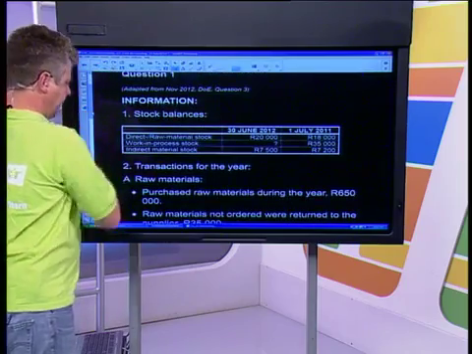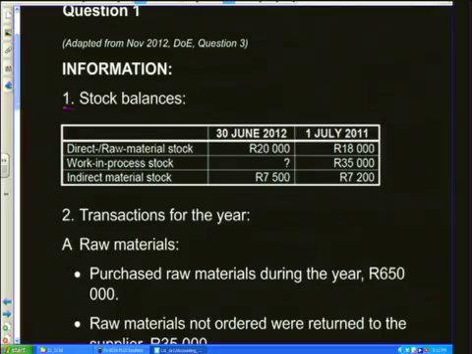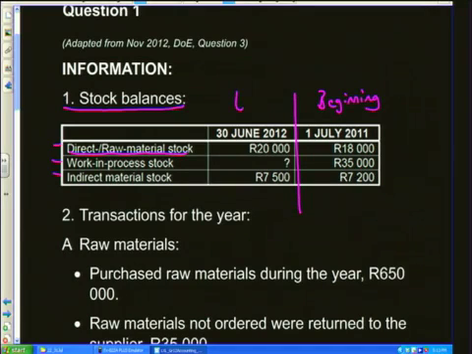First of all, it tells us that there are various stock balances, and they've given us the three important stock balances. First, we've got our direct or raw material stock, and we have it for 2 years: at the beginning of the financial year, which is the 1st of July 2011, and at the end of the financial year, which is the 30th of June 2012. So we've got some raw materials at the beginning of the year of 18,000, and some raw materials at the end of the year of 20,000.